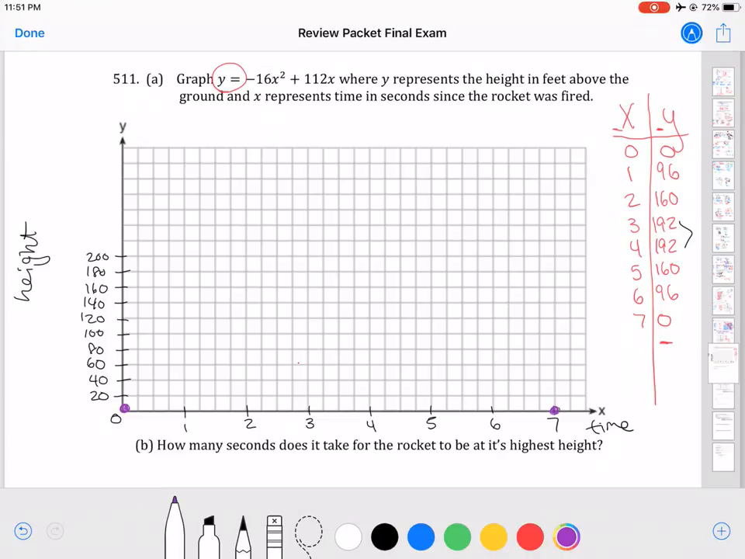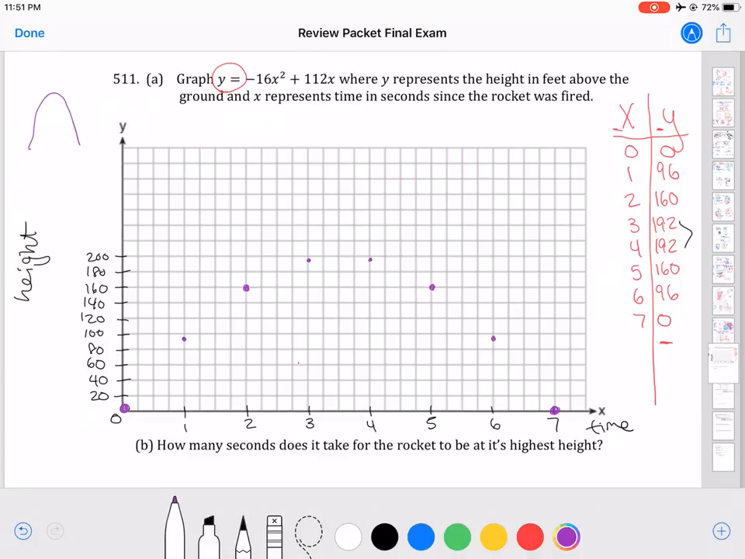So 0, 0 is really easy. I know 7, 0 is going to end up being here. 196 is going to be about here. And we're not perfect. You just try and get it as close as you can. 160 should be perfect because 160 is part of the scale. Okay, 3 is 192, so it should be kind of close to 200. 4 is the same. Okay, 5 is 160. And 6 is 192 again, so those should match up.